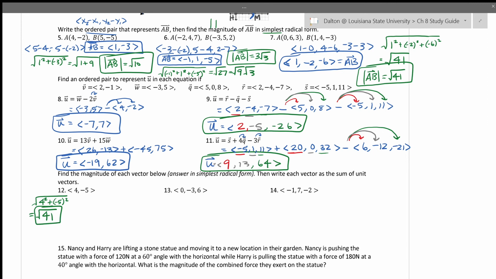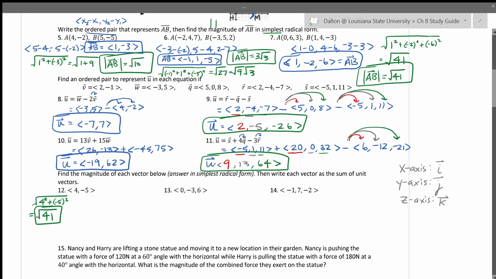The magnitude part's easy. As far as the sum of unit vectors, you need to remember that the unit circle has a radius of 1. Unit vectors have magnitudes of 1, and they are pointing in the direction of their axis. So the x-axis unit vector is going to be vector i. The y-axis unit vector is vector j, and the z-axis unit vector is vector k.